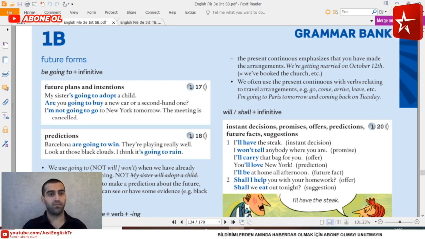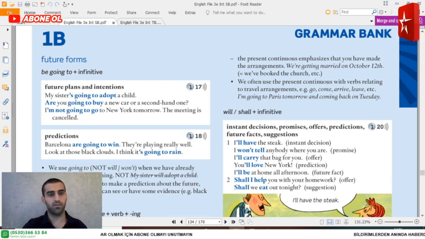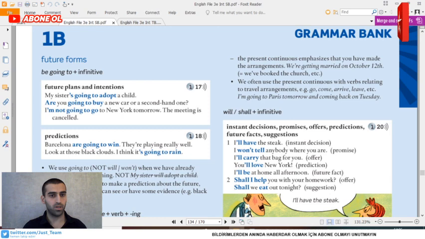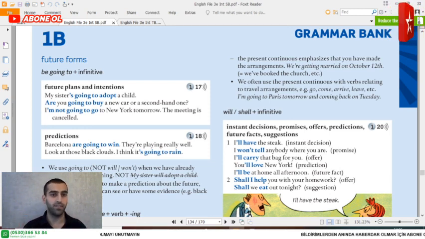At the same time, we can use be going to to make a prediction about the future, especially when you can see or have some evidence. Be going to is used to talk about predictions if we have evidence, something that serves as proof. So if we have evidence, we can use be going to for predictions.